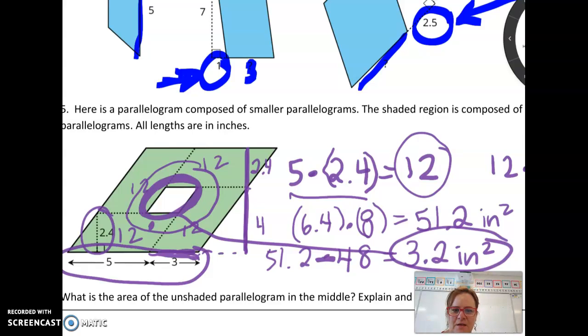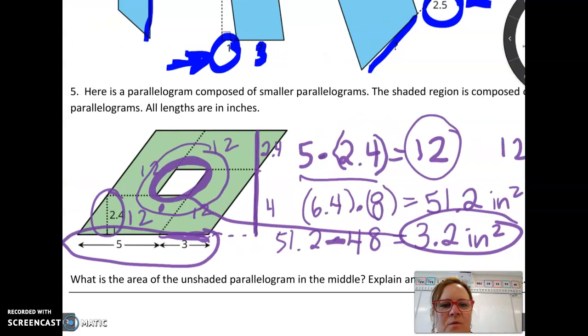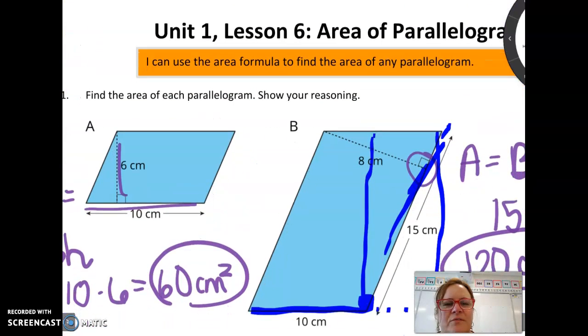Isn't that slick? So the question is, what is the area of the unshaded parallelogram in the middle? It's 3 2/10 square inches, and that was a fun problem. Hopefully it stumped you, but that you got to practice some grit and perseverance, and you're feeling better about that.